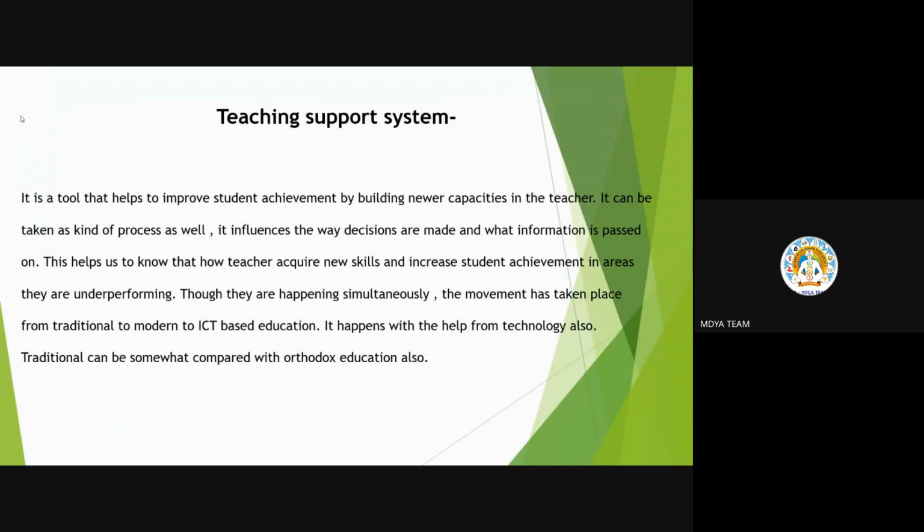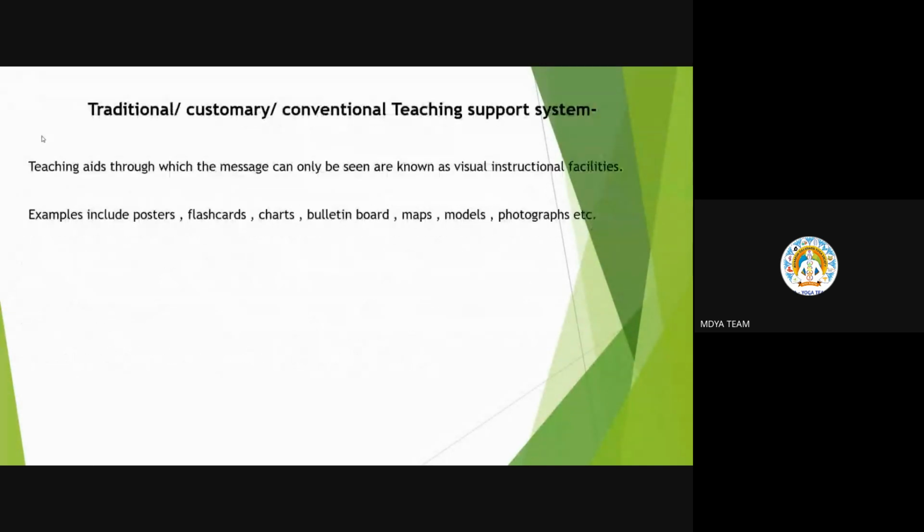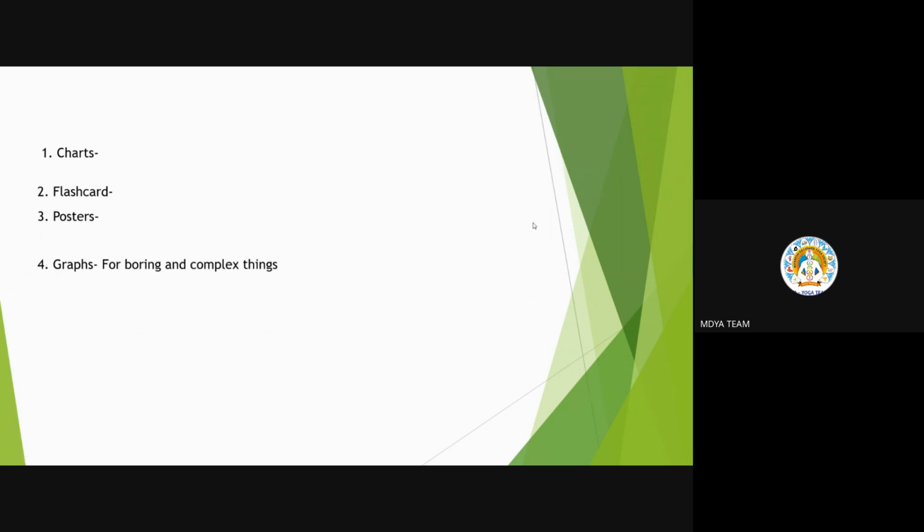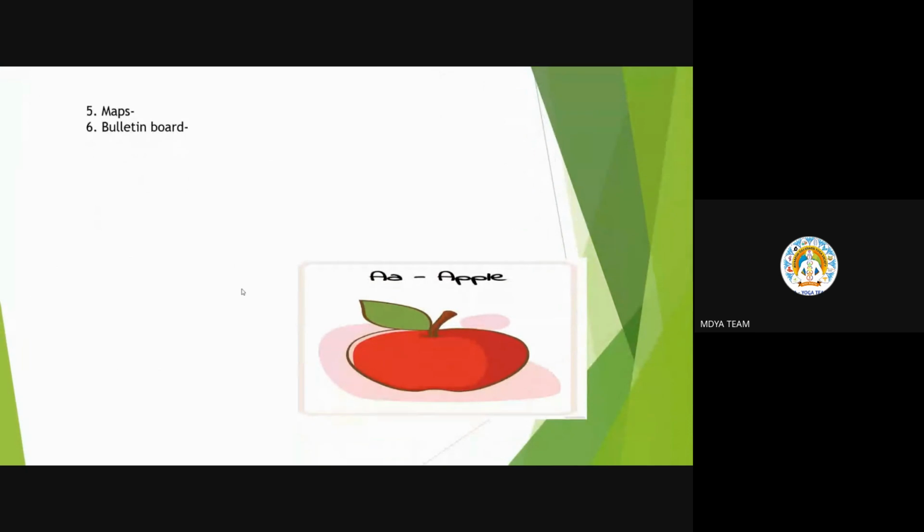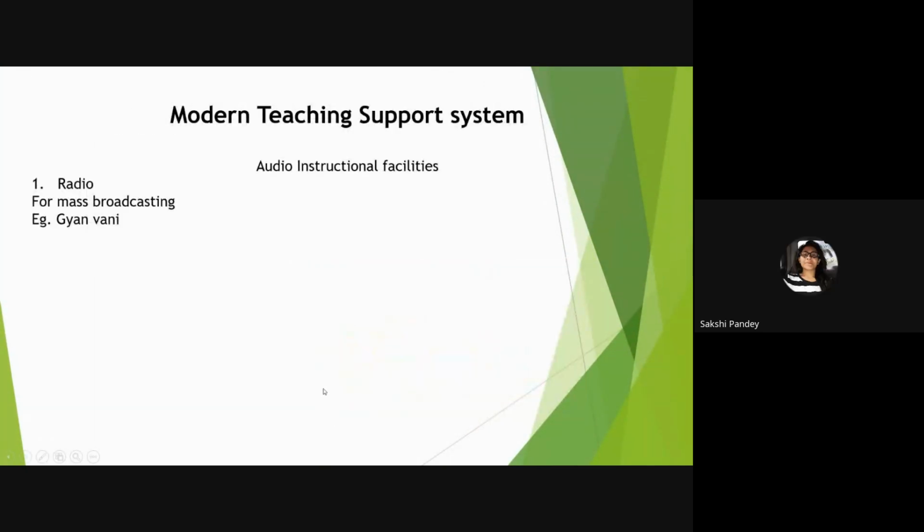So this was an introduction about the support system. Nothing much from here. In this slide, what a teaching support system is and why it is useful. And what comes under the traditional teaching support system: posters, flashcards, charts, bulletin boards, maps, models, photographs. These will come under the traditional support system. And what are these for? A graph is for boring and complex things. What is a poster for? What is a flashcard for?